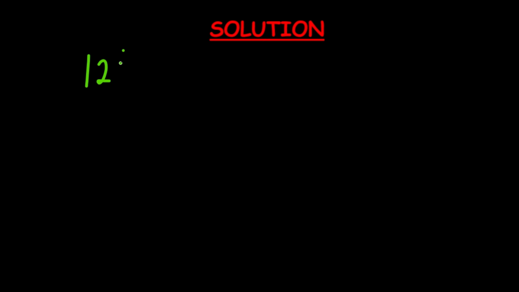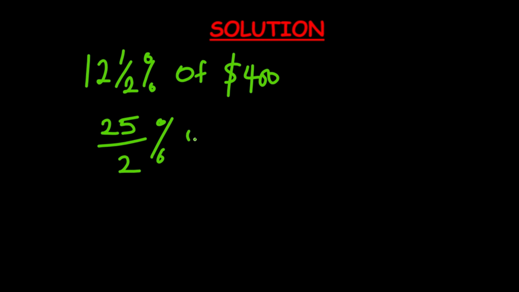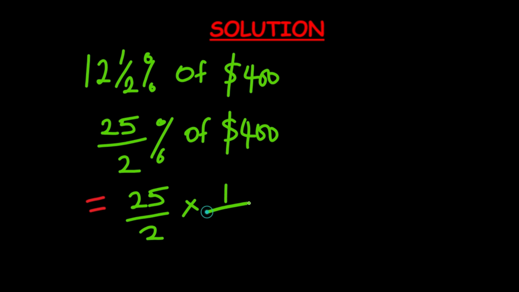To find 12.5% of $400, let's convert to an improper fraction. 25 over 2% of $400 equals 25 over 2 times 1 over 100 times 400 over 1.